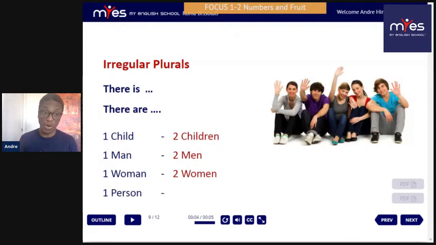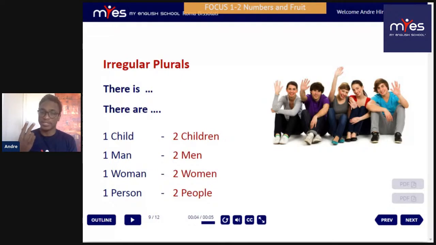The next one is an irregular that a lot of people make a mistake with. So we have one person, but we have two or more people. So remember, the plural of person is people, not persons. In many different English-speaking countries, you will hear people saying persons as the plural. But the correct form is people. So one person, but two or more people.